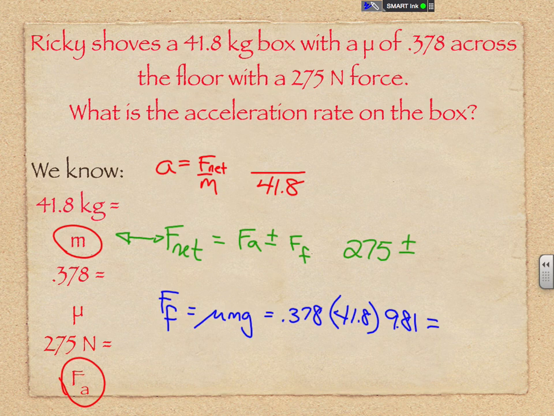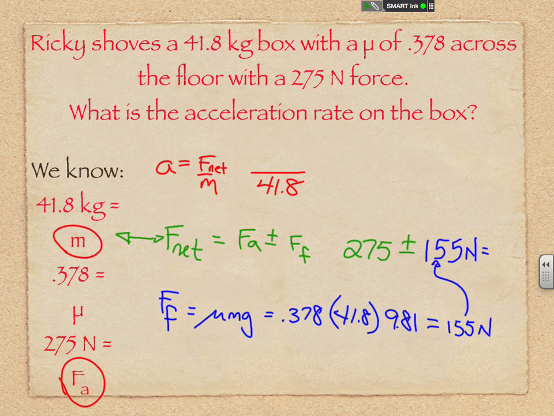So if I take my 0.378 times 41.8 times 9.81, lots of 8s, I get 155 newtons. Now, this goes where I was missing it right here. So now I have to do my thinking.